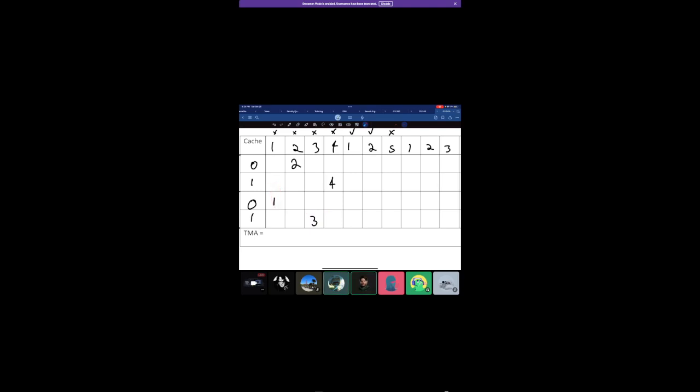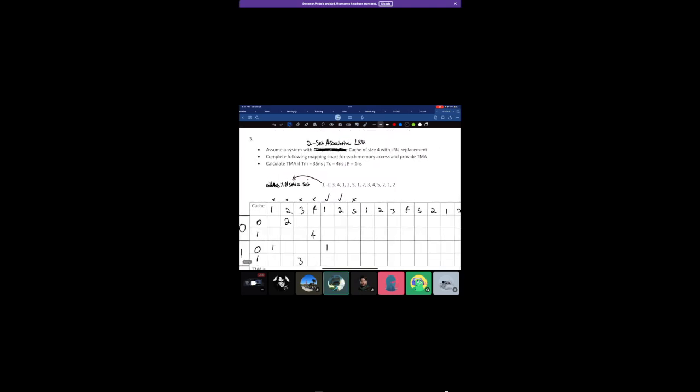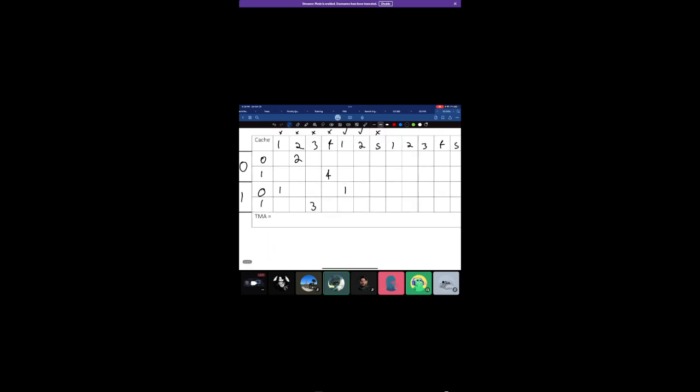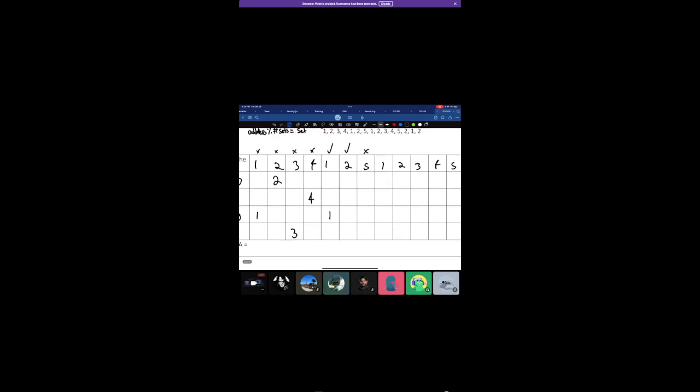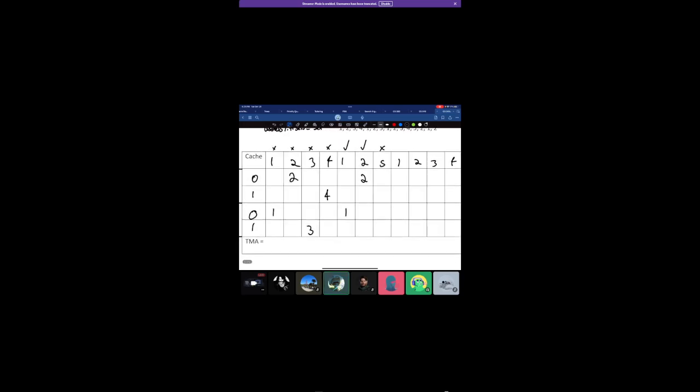Actually, wait, hold on. It would be 3. I'm tripping, because I didn't rewrite it. I would say with LRU, rewrite. With FIFO, don't rewrite it, because FIFO makes it confusing. LRU makes it easier to see what is the least recently used. So let's rewrite 2. Okay.